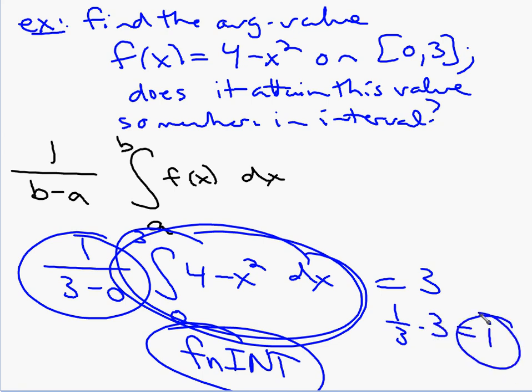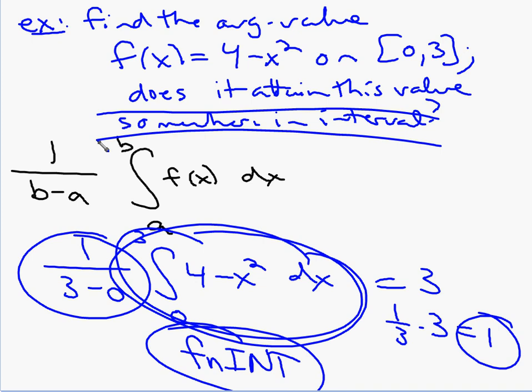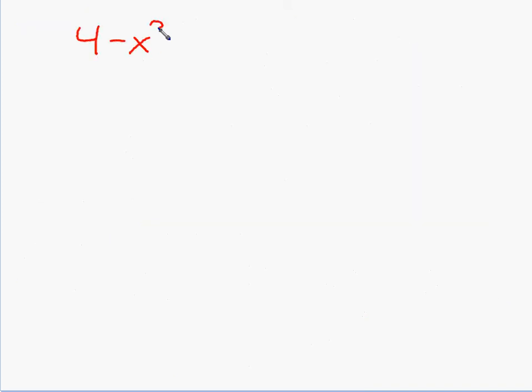Now, to do the second half of the problem, which I don't need to finish, does it attain this value somewhere in the interval? All you have to do is set the function equal to that average value and solve it. So to do the second part, you would set 4 minus x squared equal to 1 and then solve. And we're going to stop there for today.